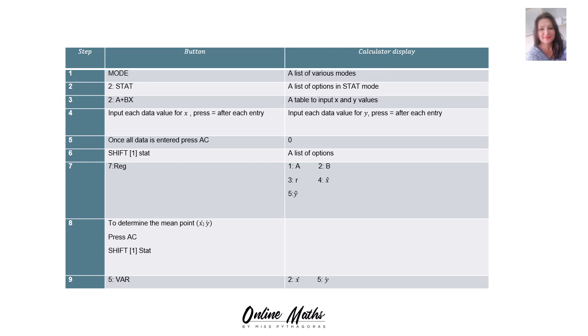In this last slide, I just want to tell you how to work out the mean coordinate. The mean coordinate looks like that: X bar, Y bar. Although they didn't ask for it in this paper, it can come in handy if you know how to work it out. You press AC, shift 1 stat, and then choose number 5, the var option. Number 2 will be X bar and number 5 will be Y bar, your mean coordinate.